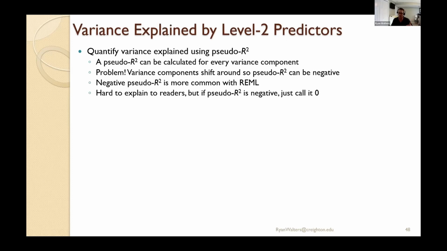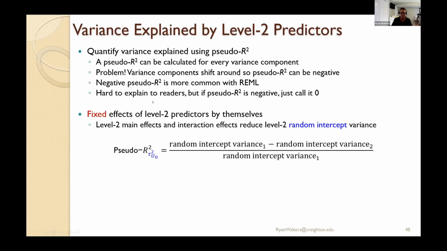a predictor that is not statistically significant. You can just call that pseudo R-square 0. It explained no variance, and that's a cleaner way to get through, okay? Because if you're trying to explain to somebody that it increased variance, that'll make their heads explode, okay? The way we calculate pseudo R-squares is very similar to what we had done previously.